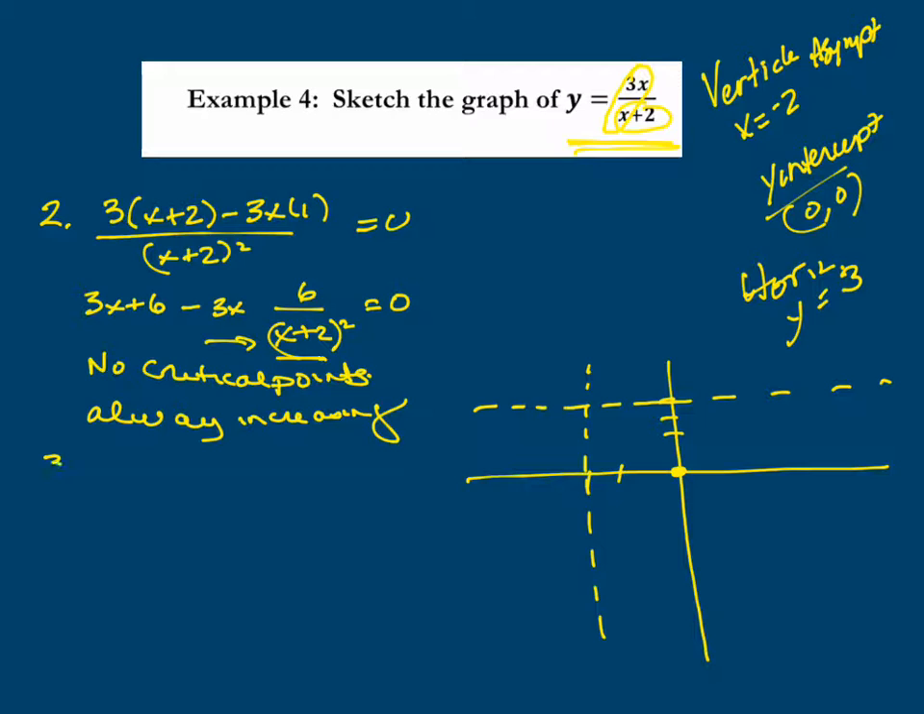Okay, looking at the second derivative, let's rewrite it: 6 times (x plus 2) to the -2. And we get y double prime equals -12 times (x plus 2) to the -3. So -12 over (x plus 2) quantity cubed. Set that equal to 0.